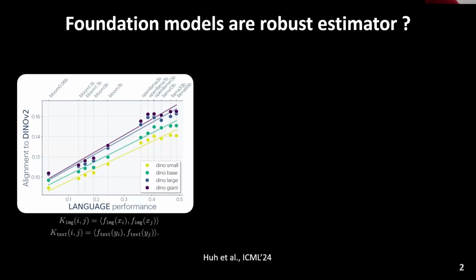In fact, a recent insight from a paper that will be published at ICML 24 from the team of Isola shows that there is a correlation between the representation learned by a model trained on a single modality and other modalities. Here, if you take an NLP model trained on language only, the model that performs the best on language will have its representation somehow correlating with the representation learned by a vision model, here DINOv2. This is true for a small model like DINO small, but it's even more true the bigger the model is.